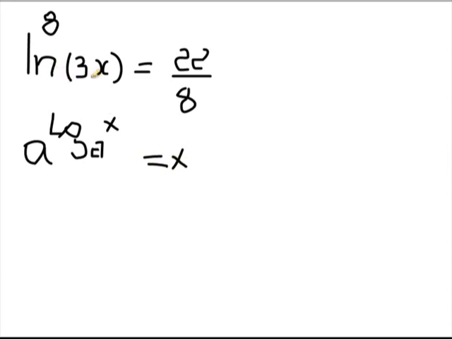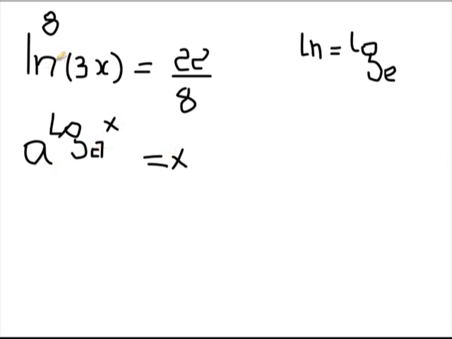So remember one thing, when I have ln, the natural logarithm is like log base e. This is log base e. The base is e. E is a number. This number is 2.718281. Okay, the natural log is log base e. So what I'm gonna do here, since the base here is e, this formula tells me a to the power of log base a of x equals x.